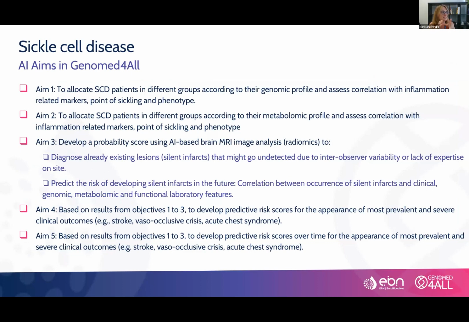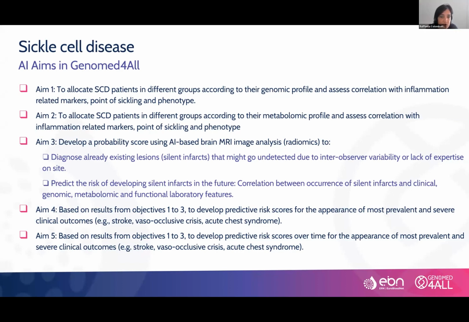So then, what would be the specific objectives of the AI? We wanted to allocate the sickle cell disease patients in different groups according to this genomic profile, according to the genetic modifiers. We also want to do some clustering of these patients according to the metabolomic profiles. Then there is a specific objective for radiomics that Rafaela will explain a bit more. But at the end, we want to combine all this information to be able to predict some of these important clinical outcomes. And then, Rafael, if you want to go more in depth for the radiomics.